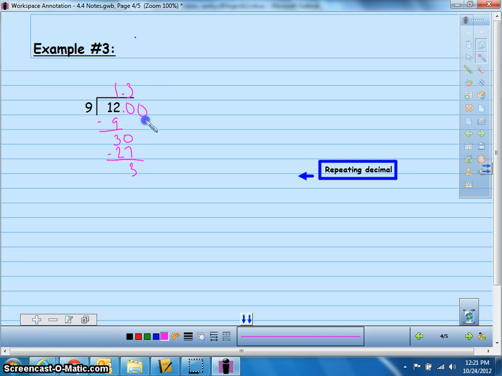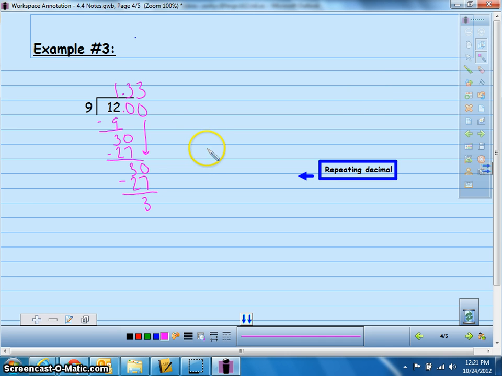Bring down another 0. I'm at 30. 9 can go into 30 3 times. 3 times 9 is 27. Oh, do you see a pattern forming here? Every time I get 30 and I subtract 27, I get 3 more, bring down another 0, I start with 30. This is a decimal that we call a repeating decimal. It's going to go on and on. It's going to be 1.33333333333333 and so on, all the way.